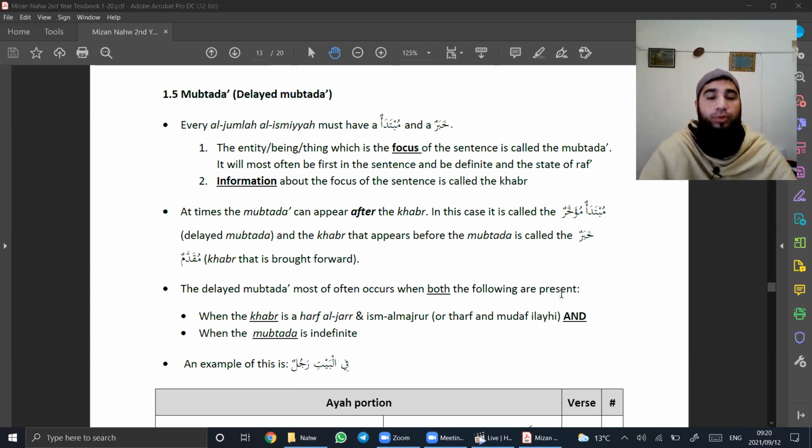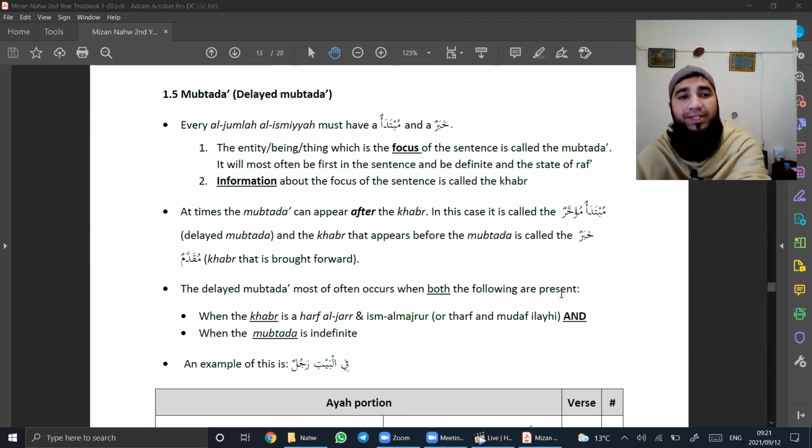Right. So, when do we have this phenomenon of the mubtada being delayed, the mubtada mu'akhar? Well, we have that phenomenon when two things occur. When the khabar is a harful jar and ismul majroor combination, or it can be a dharf and mudaf ilayh. And I think this is the more obvious one that you will see: that the mubtada is indefinite. That the mubtada is indefinite.